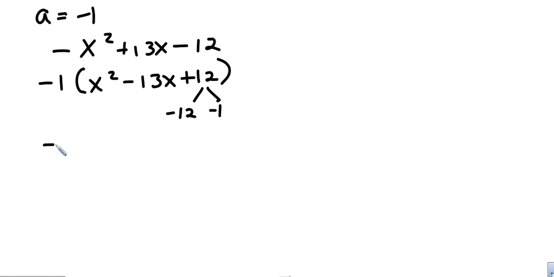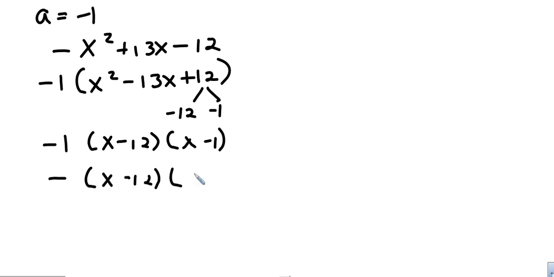So -1 times (x - 12) times (x - 1) is the factored form of this quadratic. Please make sure that you are writing this negative out in front. Now, it is acceptable to just write negative (x - 12)(x - 1), but you do have to make sure that the negative occurs out here somewhere in front of this polynomial. It is a common factor.